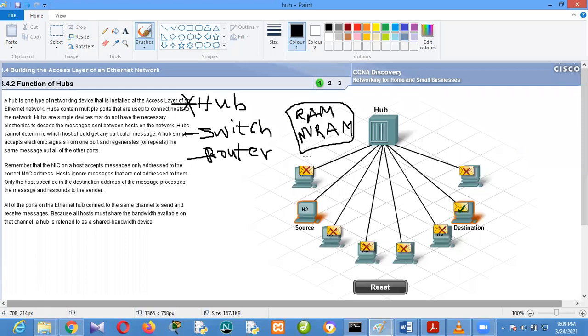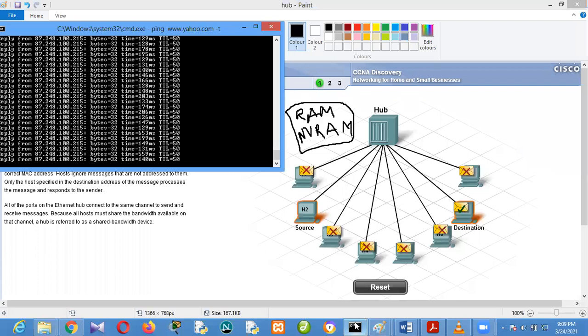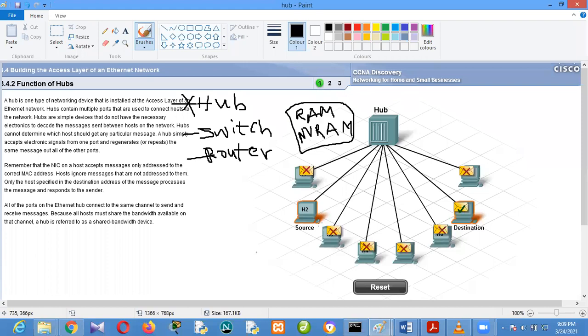Now, in your normal computer that you know have RAM. Are you still there? I'm here. I'm here. Okay.